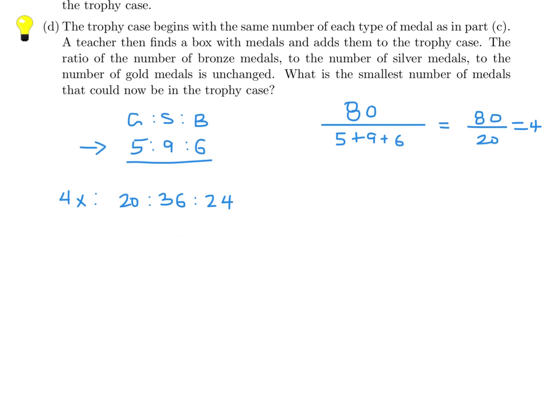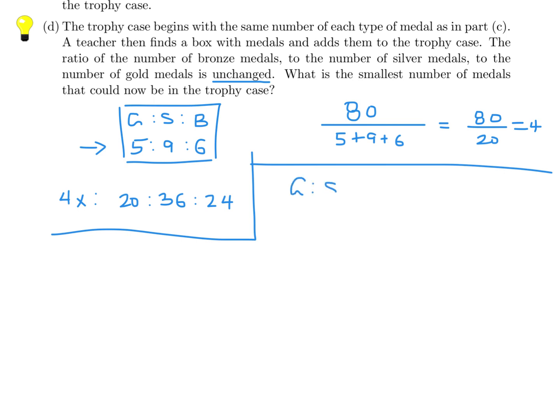All right, Part D. The trophy case begins with the same number of each type of medal as in Part C. A teacher then finds a box with medals and adds them to the trophy case. Then the ratio of the number of bronze medals to silver medals to gold medals is unchanged. What is the smallest number of medals that could be in the trophy case? All right, so again, the ratio is the same, right? I just have to copy it, I don't have to remember it. 5 to 9 to 6.